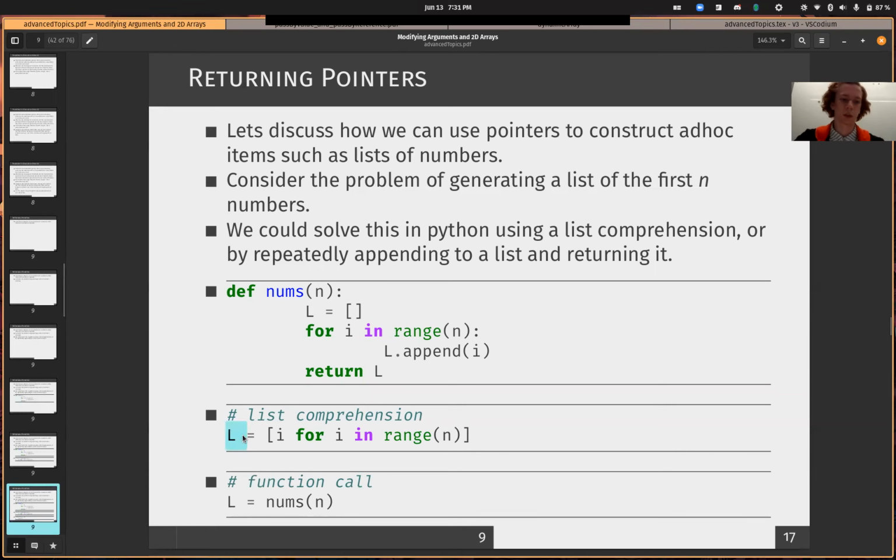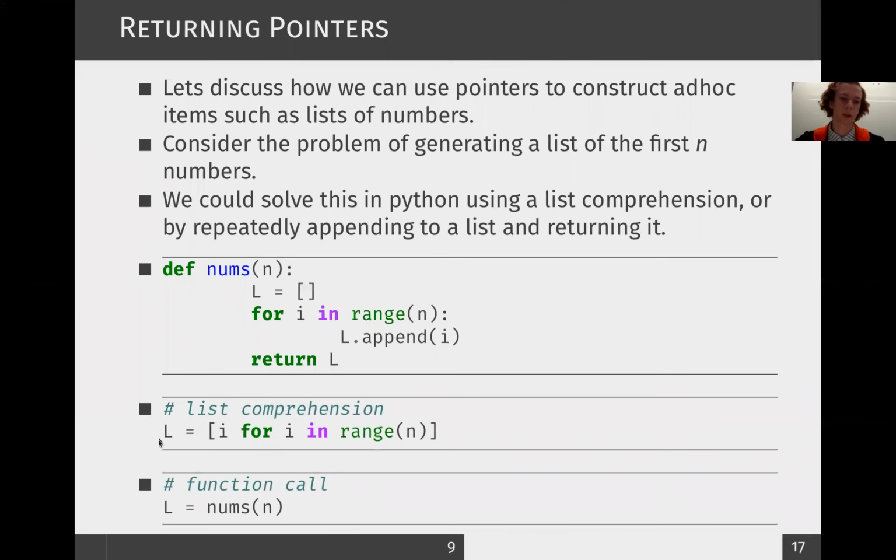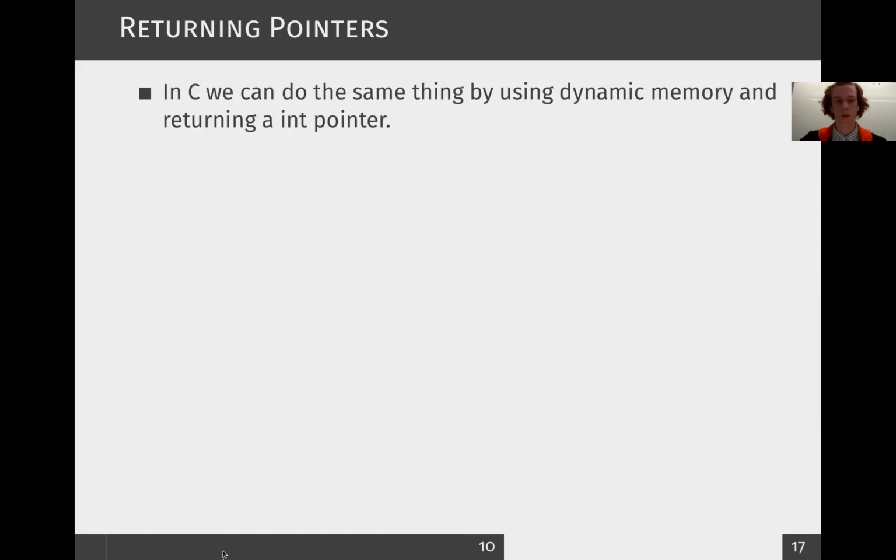So this is an example of that. Using list comprehension, L equals I for I in range n, which you can see looks very similar to the for loop because it's essentially just a compressed for loop, or just a call to nums n, like we printed in our example.